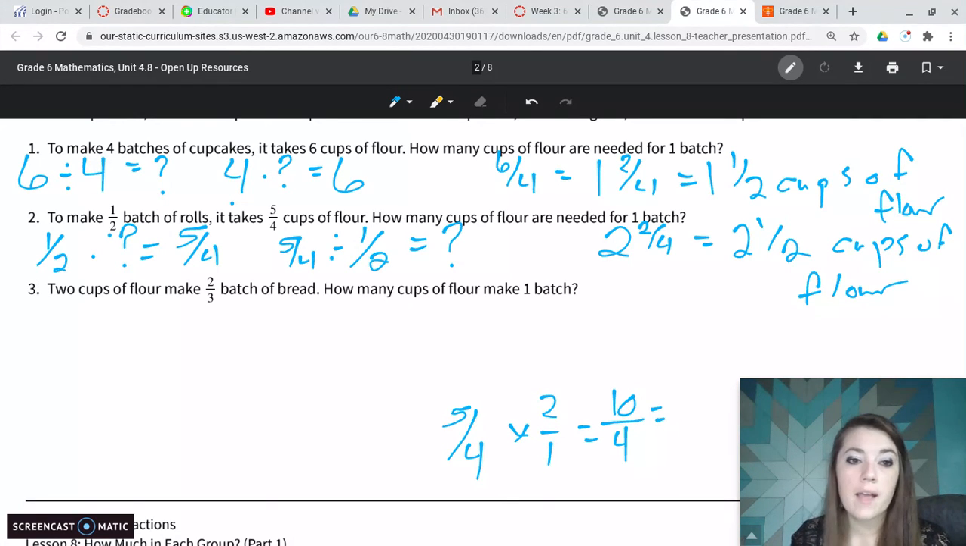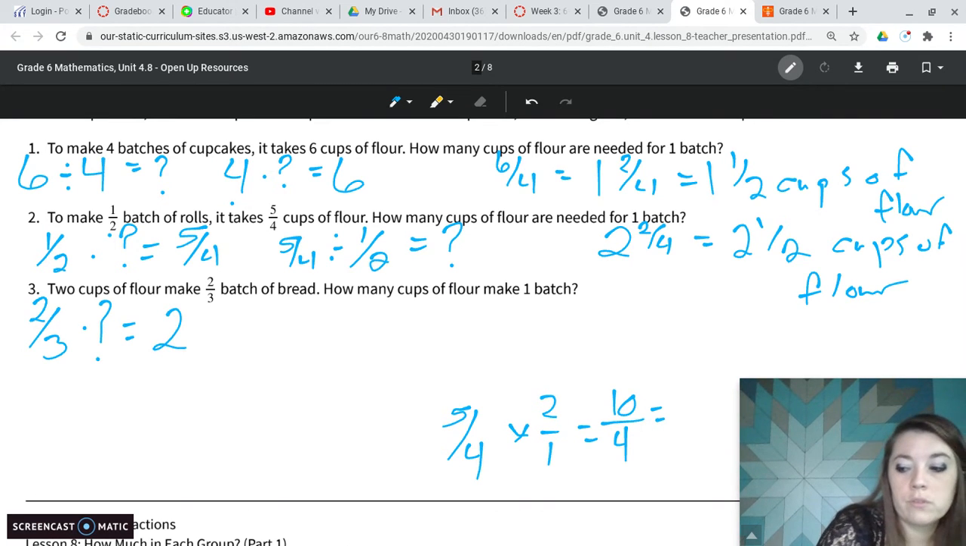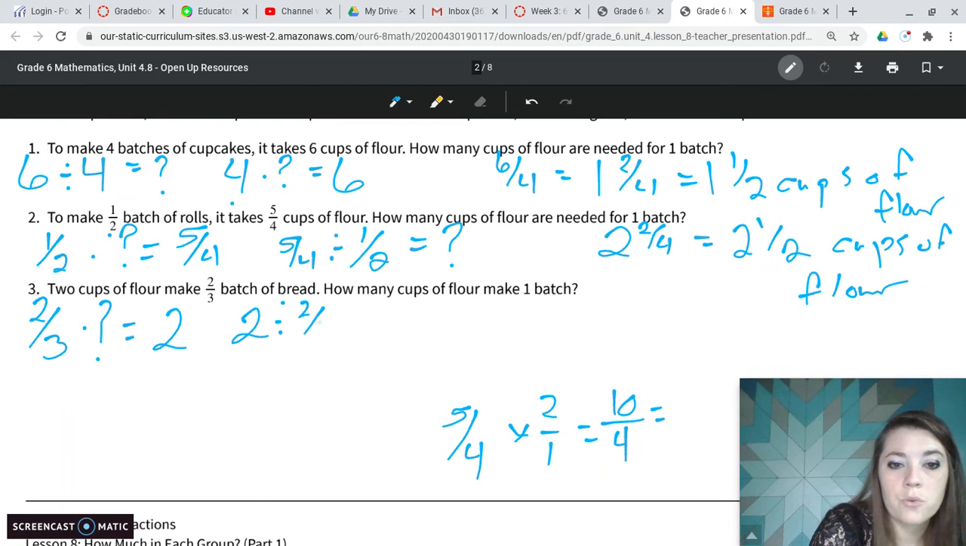All right, and the last question here. 2 cups of flour make 2/3 a batch of bread. How many cups of flour make one batch? So we take our batch, 2/3 times something equals 2, because it's 2 cups of flour, or 2 divided by 2/3 equals question mark.